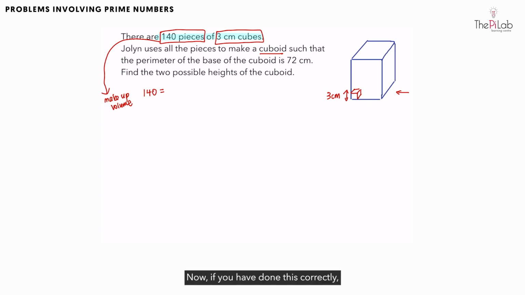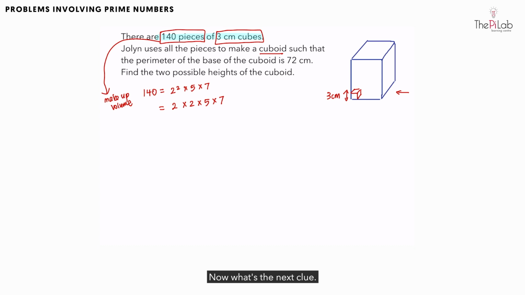Now, if you have done this correctly, you should get 2 squared times 5 times 7. But I always like to break it up into individual factors so that I can see which numbers make up 140. And that would be 2 times 2 times 5 times 7.